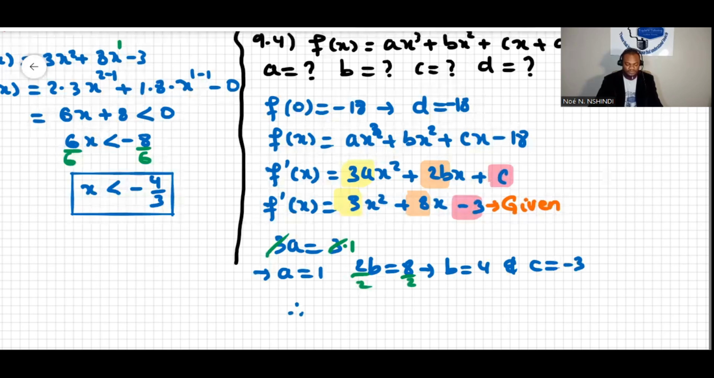Therefore, we have f of x now equal to 1x cubed. So we can just write x cubed like that, plus b x squared, b was 4, so 4x squared, plus cx, so -3x, because c is negative, minus 18. So this is f of x.